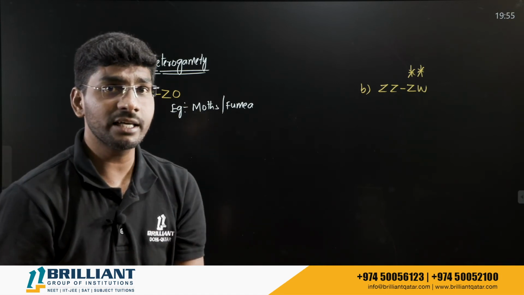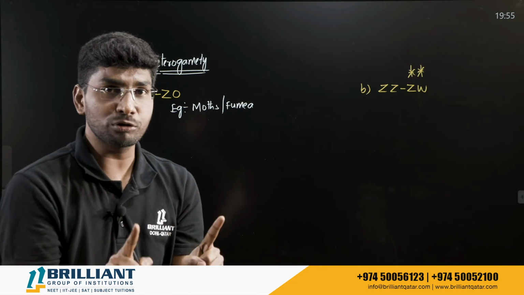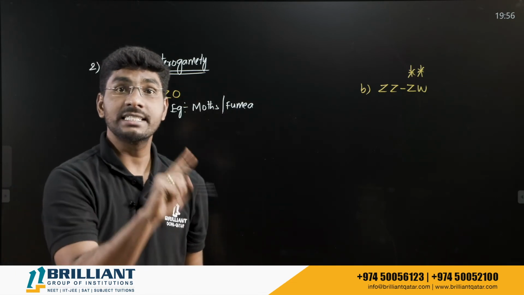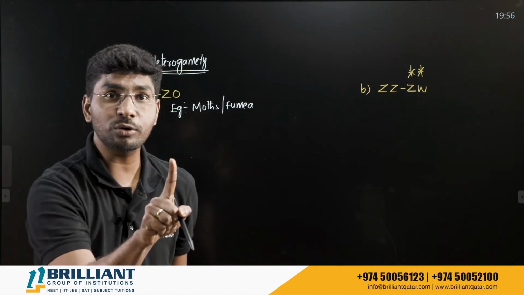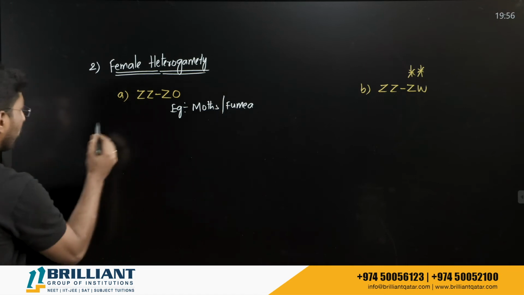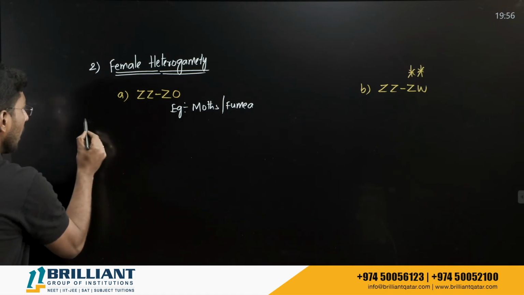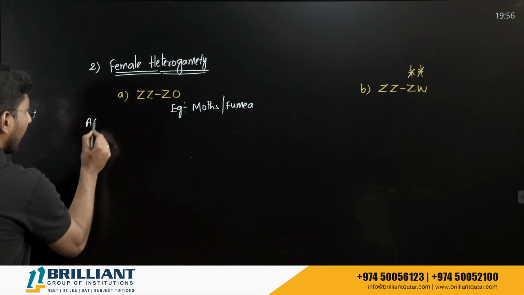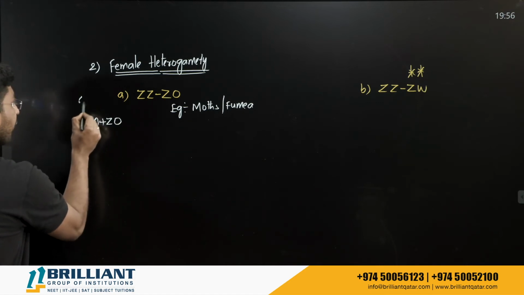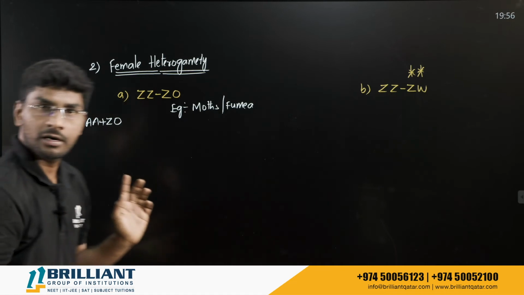What exactly is ZZ here? When two Z chromosomes are there, that is male. Z0 means only one sex chromosome is present, in the female. Let me take the normal karyotype of male and female. Here it is: A plus Z0. What is this? Female. Are you with me?